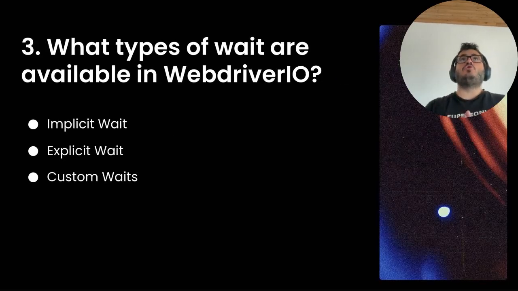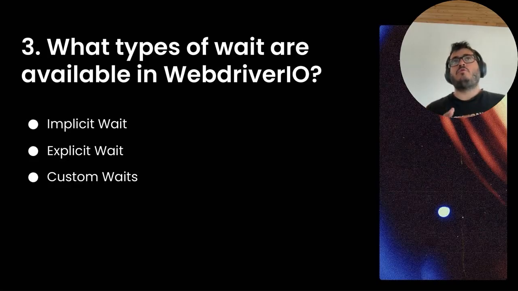Now, the next question is, and here is where I need your emphasis because we are going to do a real example: how and what types of waits should we use when it comes to WebdriverIO? What are available?